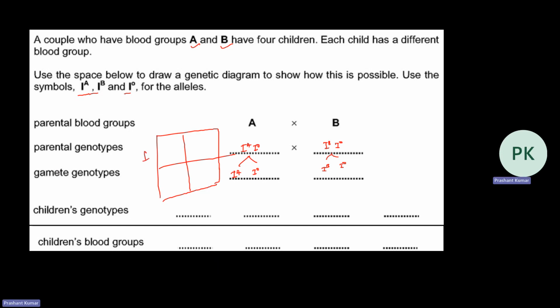So IA, IO, IB, IO. This is IA IB, which means AB blood group. IA IO means A blood group. IB IO means B blood group. IA and IB, both are going to express, so this will be AB. So you can say the genotypes give AB blood group, A blood group, B blood group, and O blood group.